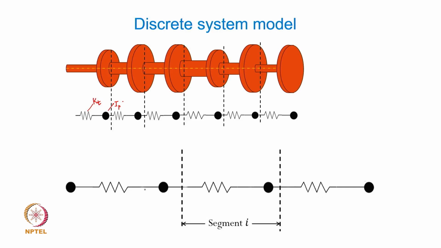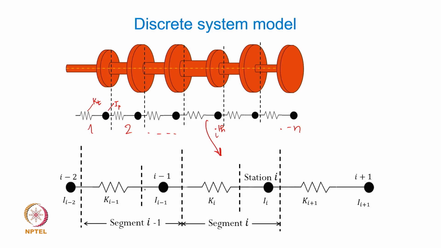Now let us focus on one such segment and look at how that segment's dynamics can be captured. So this is segment number 1, 2, and then you can go right up to the nth segment, out of which let us say this ith segment is what you are seeing here. It has, as you see, a spring and a mass comprising that particular segment.